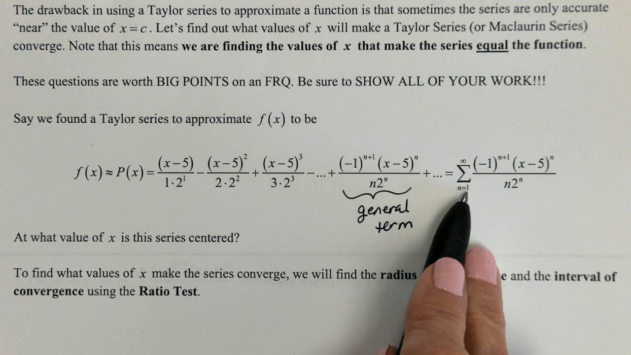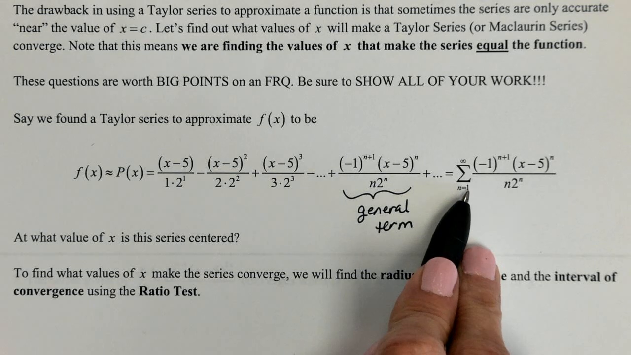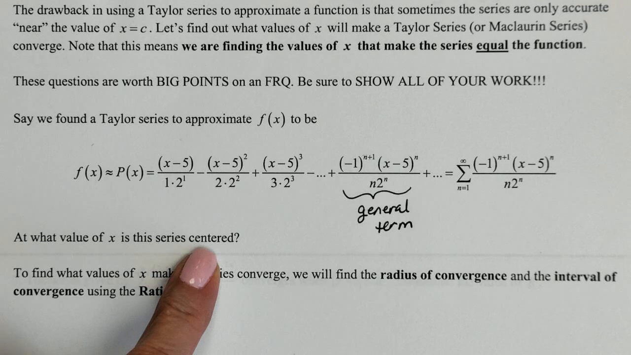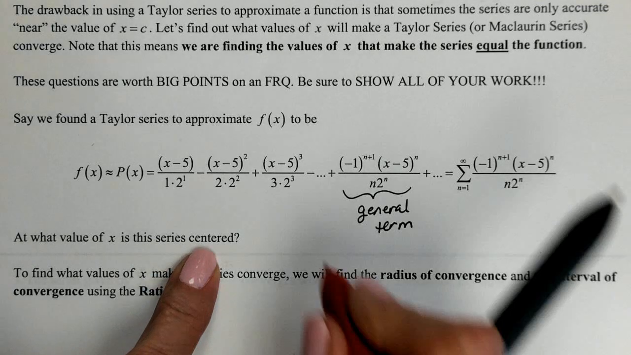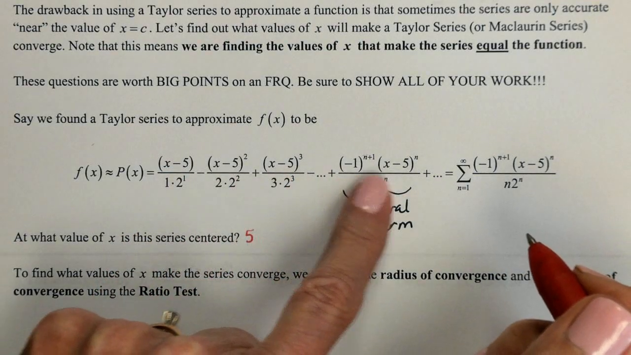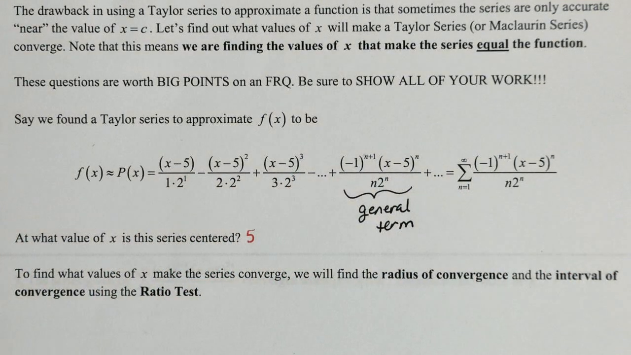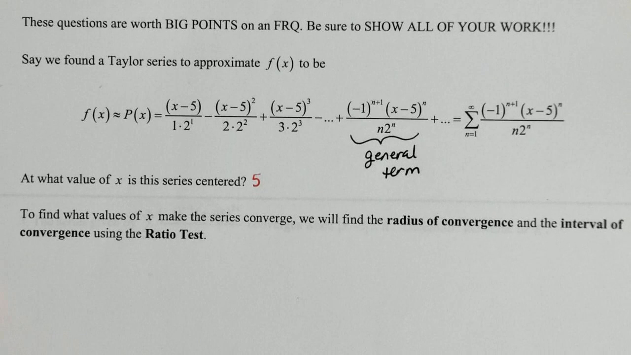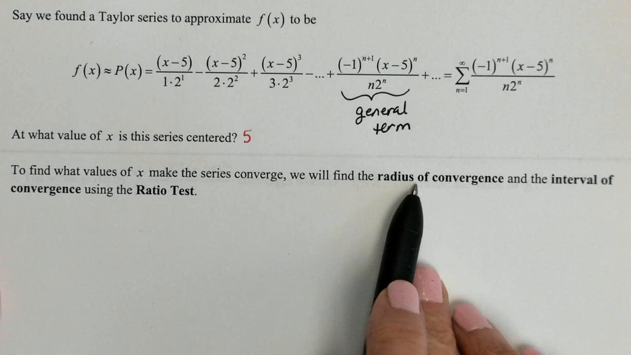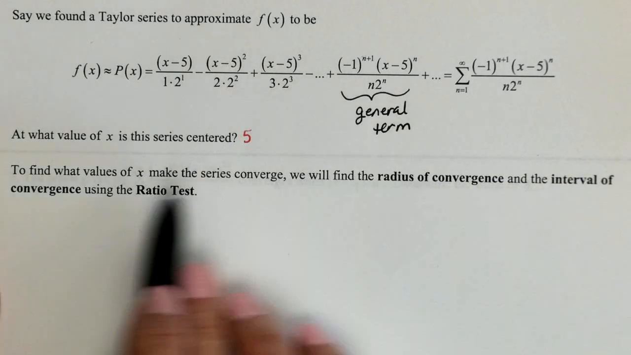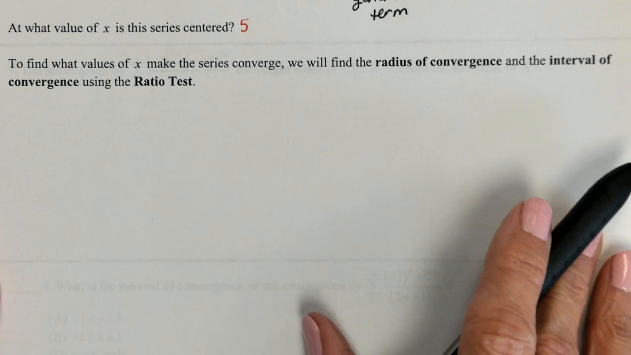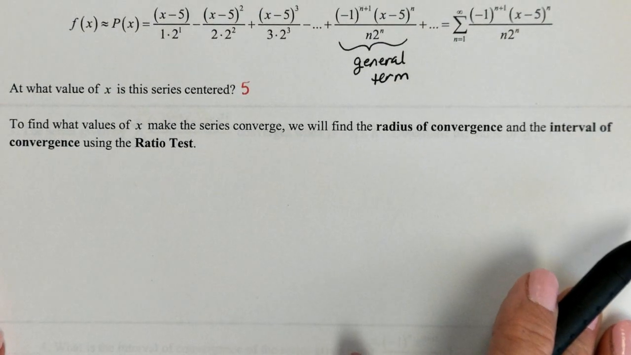And then you carefully find what n value you're starting at. Okay, at what value of x is this series centered? This series is centered at 5. I know it's centered at 5 because of all these x minus 5s. To find what values of x make the series converge, we will find the radius of convergence and the interval of convergence using the ratio test. The ratio test is our friend here, you guys, okay?